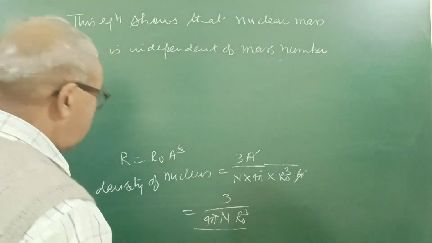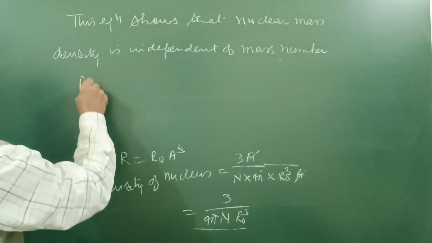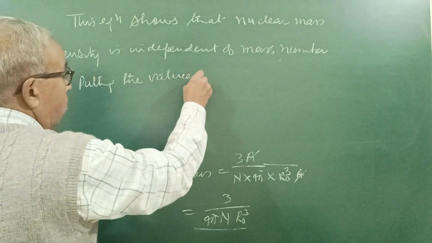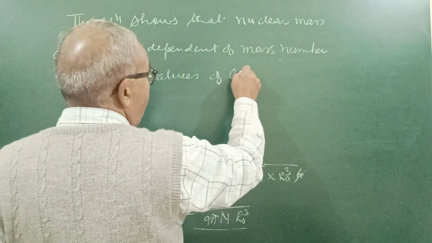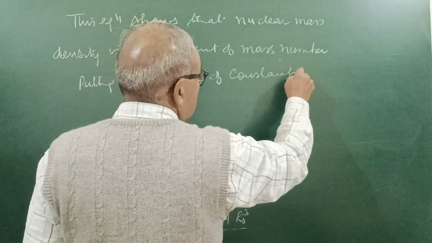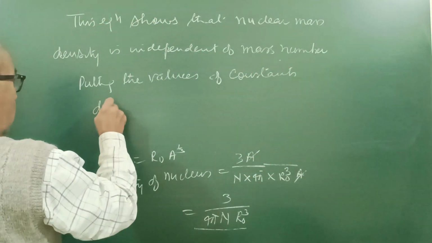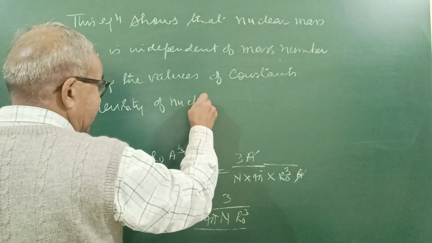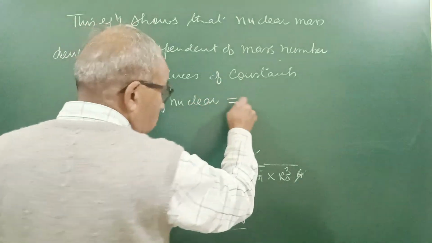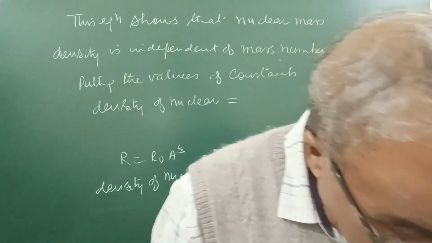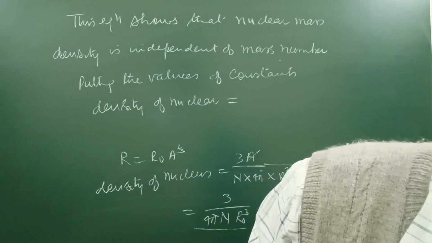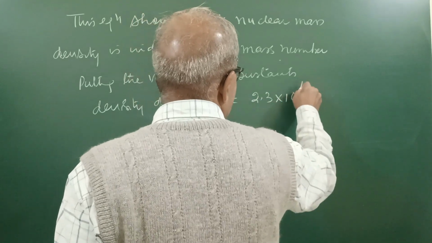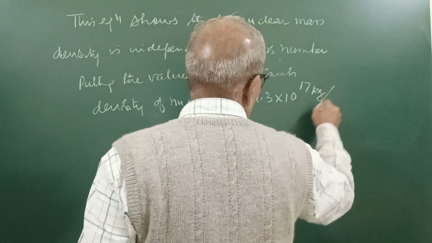Putting the values of constants, the density of nuclear matter is found to be 2.3 into 10 to the power 17 kg per meter cube.